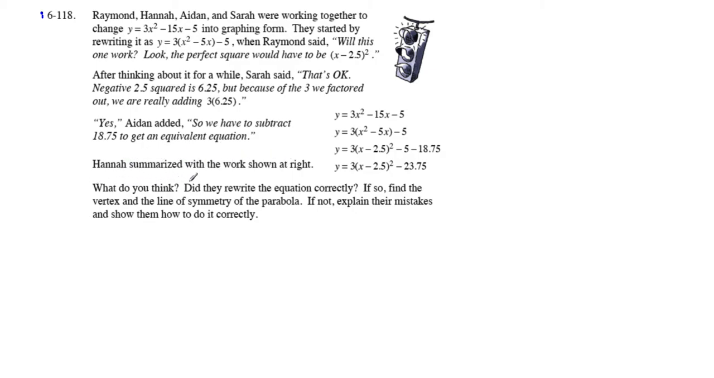What do you think? Did they rewrite the equation correctly? If so, find the vertex and the line of symmetry of the parabola. If not, explain their mistakes and show them how to do it correctly.